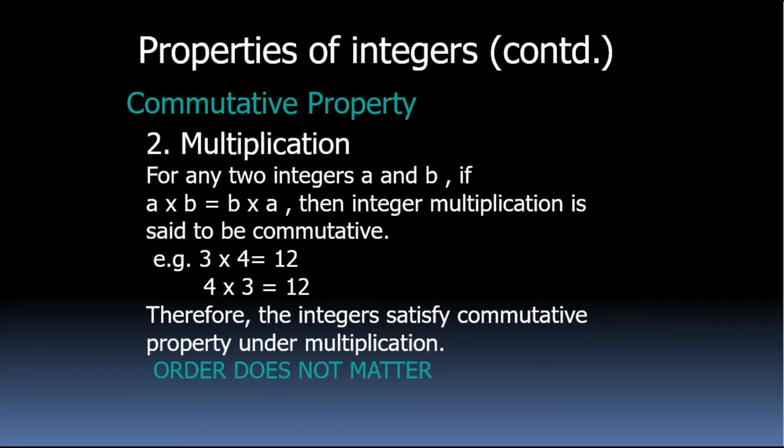So this is applicable. Second is the commutative property for multiplication. For any two integers a and b, if I multiply a times b or b times a, the integer multiplication is said to be commutative. For example, 3 multiplied by 4 equals 12, or 4 multiplied by 3 equals 12. Therefore, integers satisfy the commutative property under multiplication. In this case also, order does not matter. So the commutative property is applicable for addition as well as multiplication.